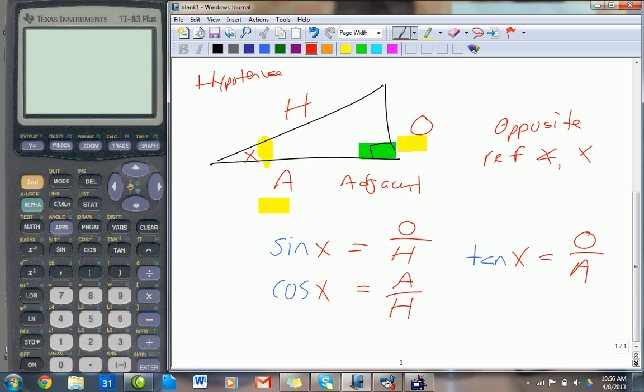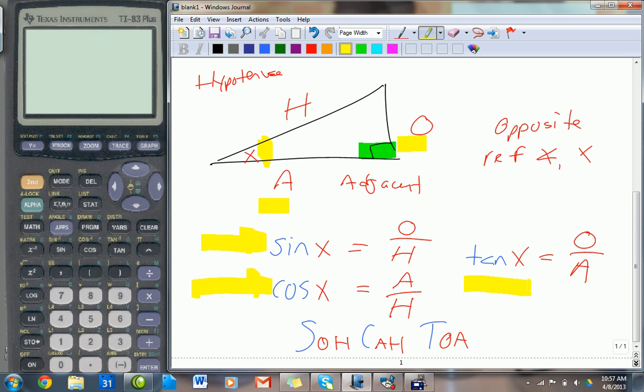There's a way to remember this, and we call it SohCahToa. All SohCahToa helps us remember is that the sine of that angle is equal to O over H. So, sine, S, O over H. The cosine of that reference angle for that right triangle is equal to A over H, the adjacent over hypotenuse. Cosine, A over H. And then the tangent of that reference angle is equal to the opposite over adjacent. Tangent, T, opposite over adjacent, TOA.